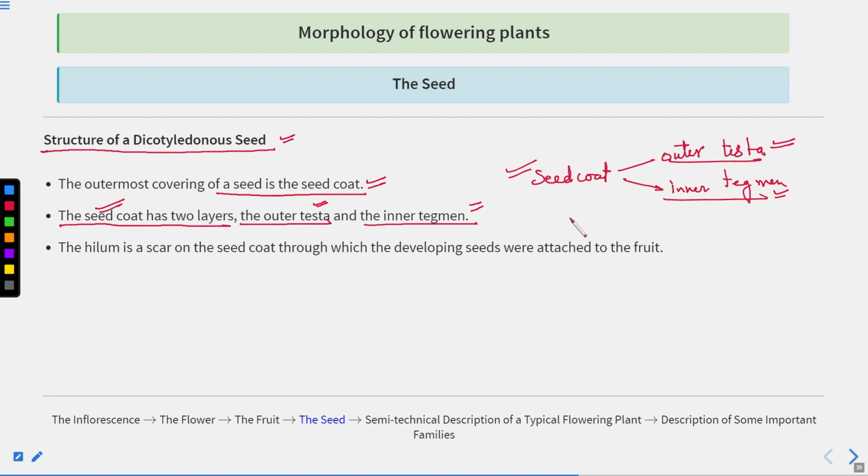The hilum is a scar on the seed coat through which the developing seed was attached to the fruit. Here you can see the scar. It is called a hilum. There is an attachment point. This seed is attached to the wall of the fruit, and that demarcation, that scar, is called the hilum.